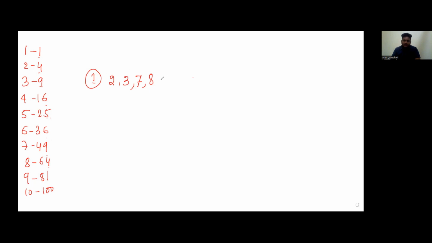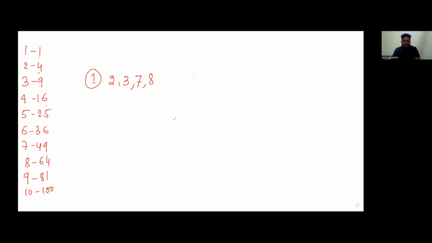What is the meaning of this? Write the first point. If your unit digit has 2, 3, 7, 8, then it can never be a perfect square. Understand the rationale here? It will never be a perfect square if it has 2, 3, 7, 8 as your unit digit.